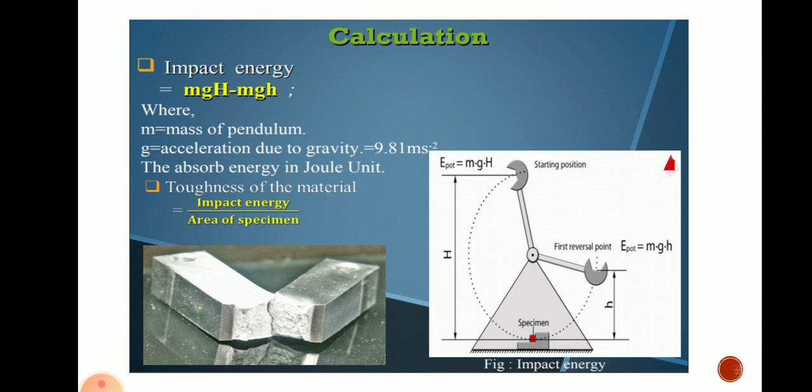Also you can find the toughness of the material. So how is toughness found? Toughness can be found by one simple formula: the impact energy, whatever you have just found, divided by the area of the specimen. If you divide the impact energy by the cross-sectional area of the specimen, you will get the toughness of the material. So by these two simple calculations you will get the impact energy as well as the toughness of the material by the Charpy V notch impact test.